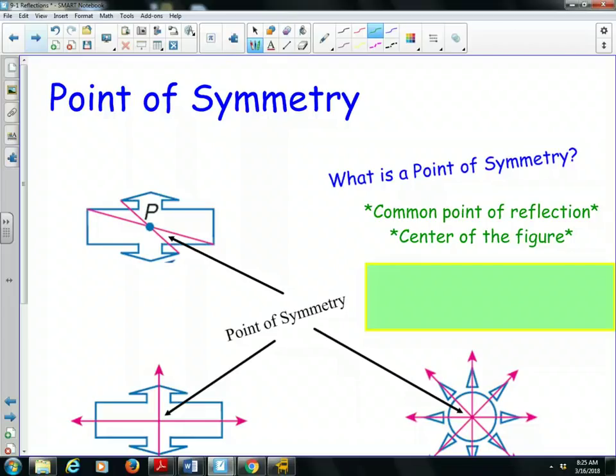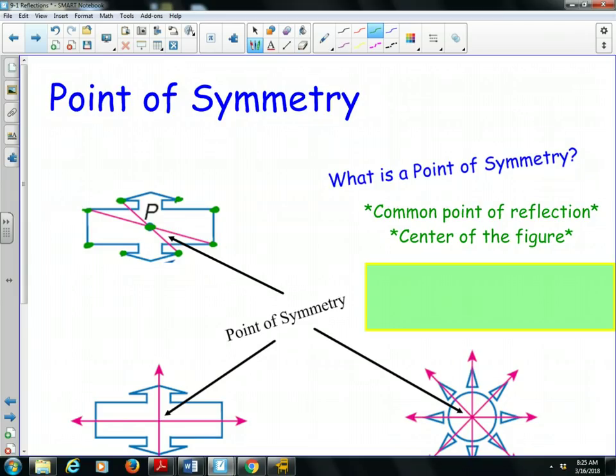So this point of symmetry right here, this point on this part of the figure is going to be reflected right through the point of symmetry to the other side, and it's congruent on the other side, or it's the same spot. Same thing for this one. It's being reflected right through this point and over here. This one would be reflected over to here. This one would be reflected over to here.